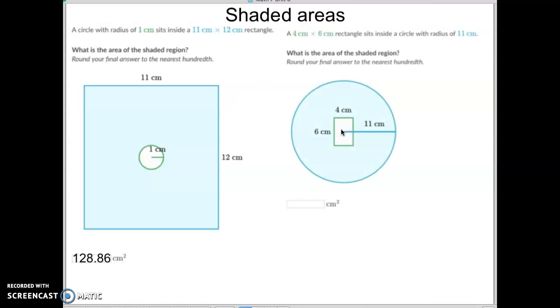Okay, problem number 2. Now we have the circle shaded, and we have a rectangle that's not shaded. So we've got to do the same thing, just kind of in the reverse order here. The first thing we've got to do is take pi times radius squared. So we need to take 3.14.